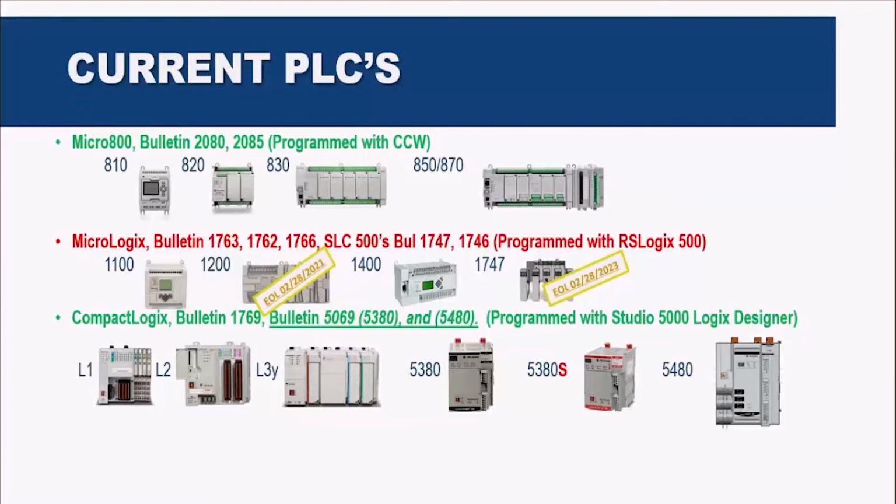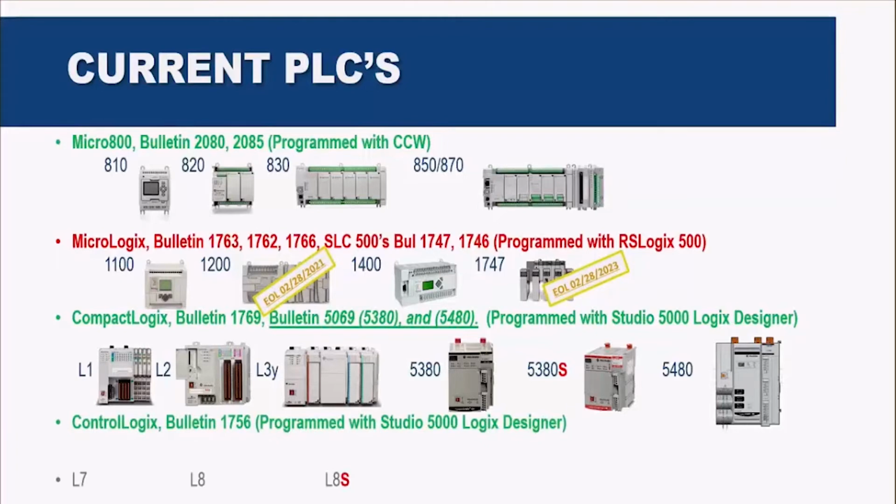It comes in 3 major sizes on the left, which I call the dual cores. They have 2 cores in there, and then the 5380, 5380S, and 5480, we'll briefly go through those functions. The ones to the right are the later current versions, and I'll explain a few details there. Then we have ControlLogix, 1756 bulletin number, the L7, L8, and then they have the L8S safeties.